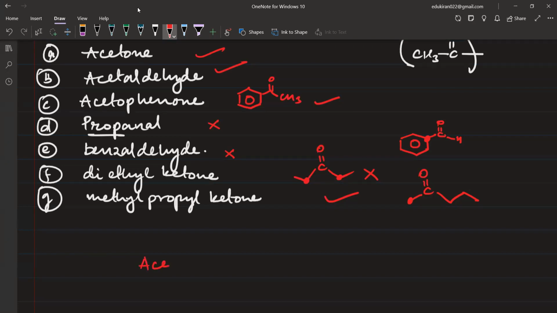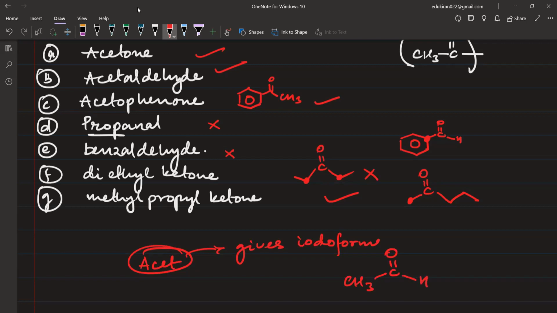जब भी आपके पास, if you have this fragment, if you see "acet" in the name, then it will give iodoform. Because "acet" का मतलब क्या है? You have CH3 C double bond. अगर acetaldehyde है तो this will be hydrogen. If it is acetone, then this will be CH3. If it is acetophenone, then this will be phenyl group. ठीक है, देखिए, acetone, acetaldehyde, acetophenone, all of these are going to give you the iodoform test. Please write this down. I think I have answered all of these.